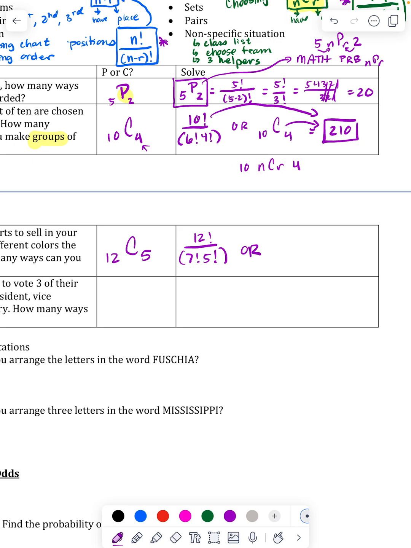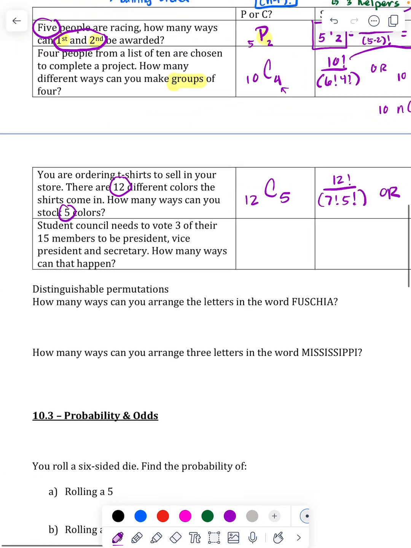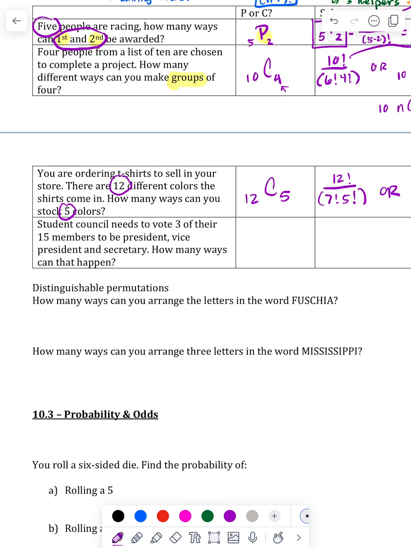Or I can just do 12C5 on my calculator and say if I have 12 colors and I'm only choosing 5, how many ways can I do that? So 12 choose 5, it's telling me 792. And again, you have to find a way to get that on your calculator so that you feel confident. So there's 2 issues. 1, deciding if it's a permutation or combination, and then 2, figuring out how to get it in your calculator.